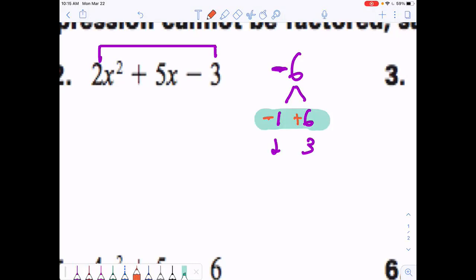So now we're going to write down our A and our C. So we have 2x squared. We have 3 on the outside. And what will we put in between, Bill? Yeah. So we get 2x squared minus 1x plus 6x minus 3. We split right down the middle. That is bad.